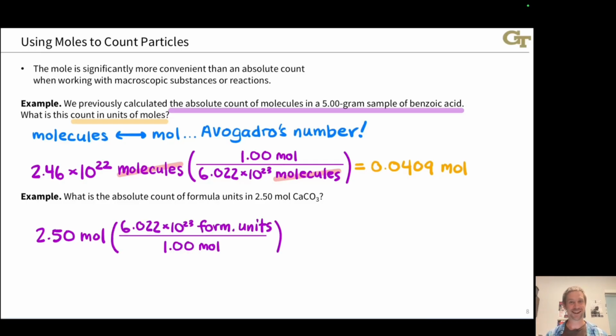We know how many formula units there are in a mole of this substance, 6.022 times 10 to the 23rd, as always, right? So we can use proportional reasoning here again and say, okay, Avogadro's number of that formula unit are present in 1 mole.